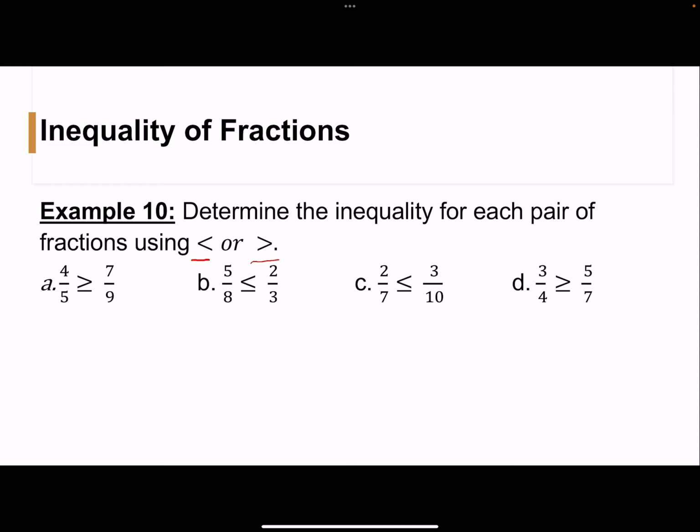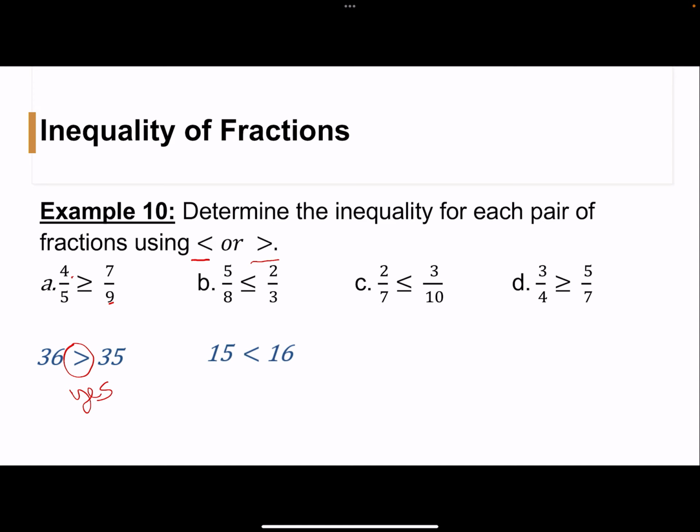So if I wanted to see if 4/5 was greater than or equal to 7/9, if I cross multiply, I get 36. Notice we start with A times D. 36 is greater than or equal to 35. That is true. So I'm going to use the greater than symbol. So yes, that would be true.